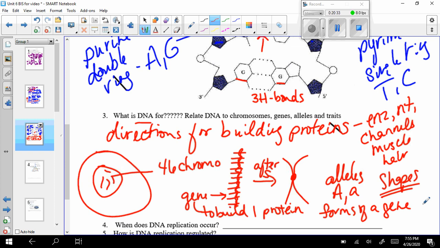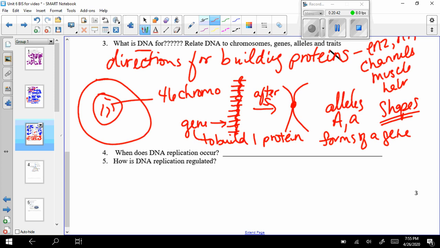That specific spot is called a gene, and the gene is located on a chromosome, and the chromosome is in your nucleus. All right, moving on.